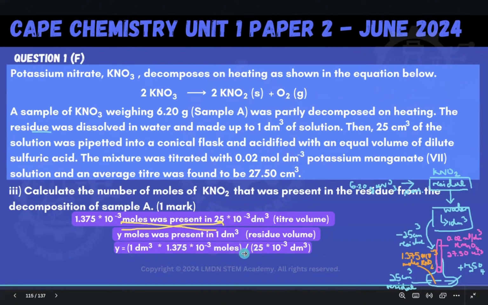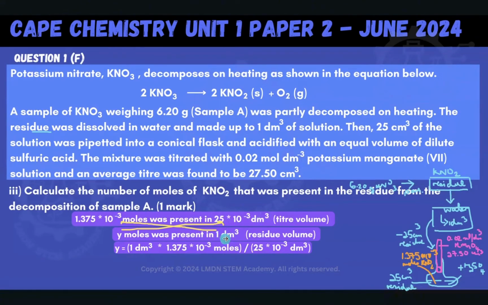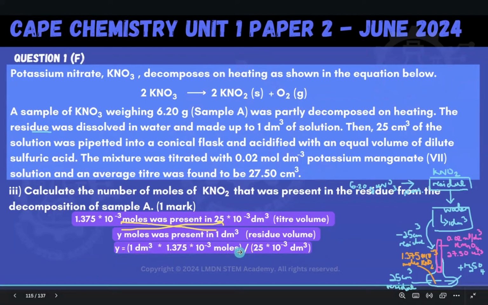Again, it's just correlating the ratios. If I know how much is in 25 times 10 to the minus 3 dm cube, I know automatically how much is in 1. And so when I carry this cross multiplication through, I end up with a value of Y equal to 0.055 moles of KNO2 in the residue. So in this big old residue up here, it was this many moles of KNO2. We knew how much was in the 25, so we can work backwards to find out how much was in the larger volume.